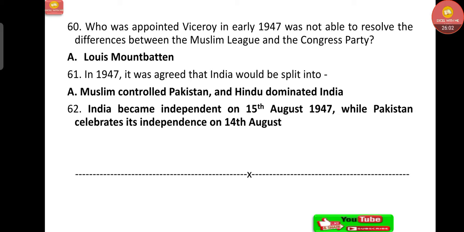Now, who was appointed Viceroy in early 1947 and was not able to resolve the differences between the Muslim League and the Congress Party? He was Louis Mountbatten. In 1947, it was agreed that India would be split into two. That was Muslim-controlled Pakistan and Hindu-dominated India. At last, India became independent on 15th August 1947, while Pakistan celebrates its independence on 14th August.